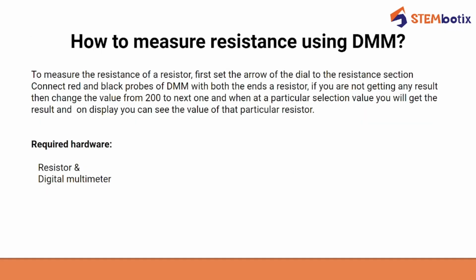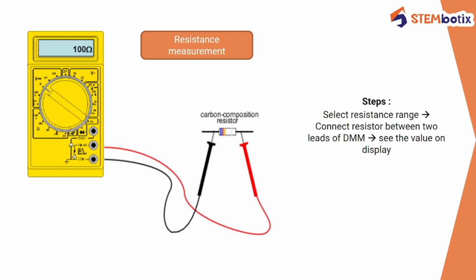Now second is how to measure resistance using a digital multimeter. To measure resistance, you'll require a resistor of unknown or known value and a digital multimeter. First set the arrow of the dial to the resistance section and connect first the black probe and then the red probe of the digital multimeter to both ends of the resistor.